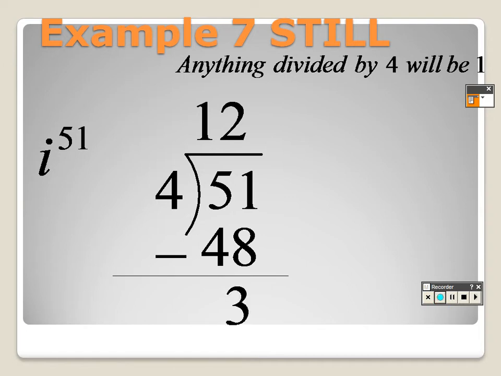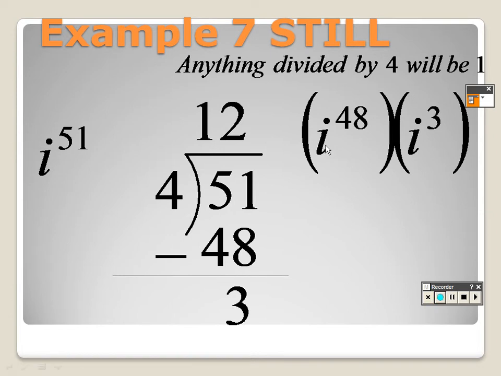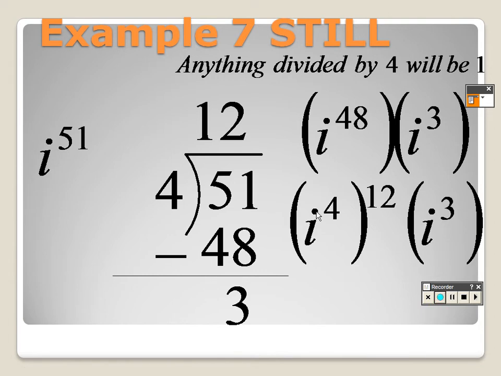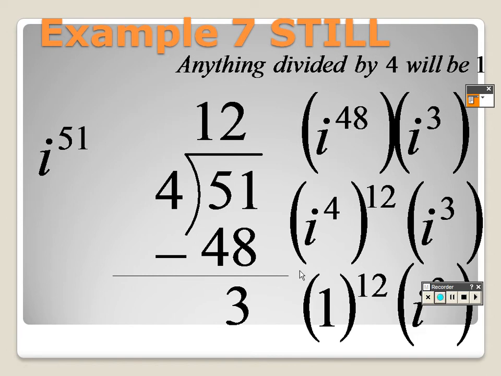By that I mean we have 48 because they are in groupings of 4, and 3 i's left over because 48 plus 3 is 51. The reason why I wrote it this way is I can write it as i to the 4th to the 12th, because 4 times 12 is 48, and like we said, what is i to the 4th power? That's a 1. So 1 to the 12th is like saying 1.